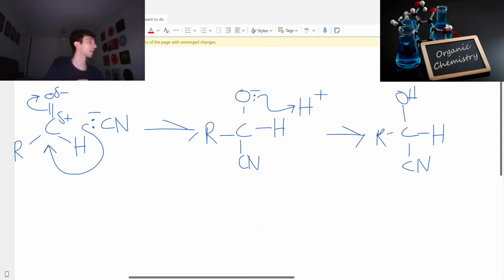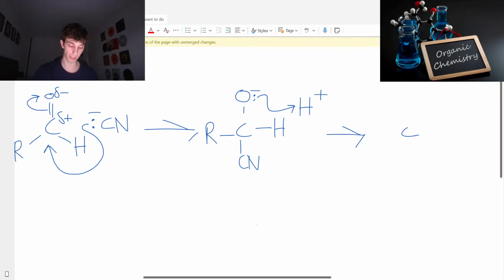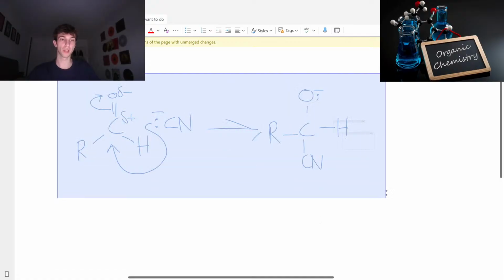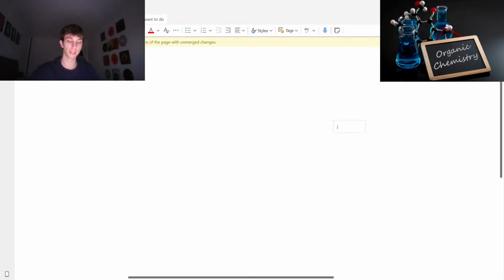Exactly. So, okay, guys, tell me what we need for the reduction of a ketone or an aldehyde. Let me know what we need, and we're going to go over the mechanism for that. That's another nucleophilic addition mechanism.